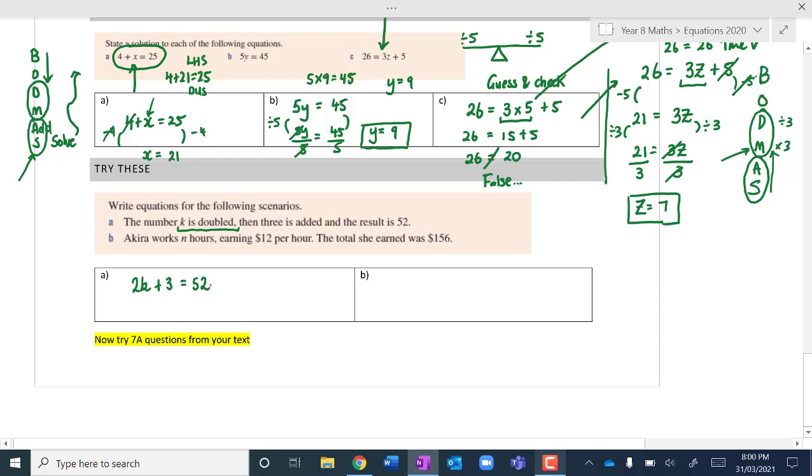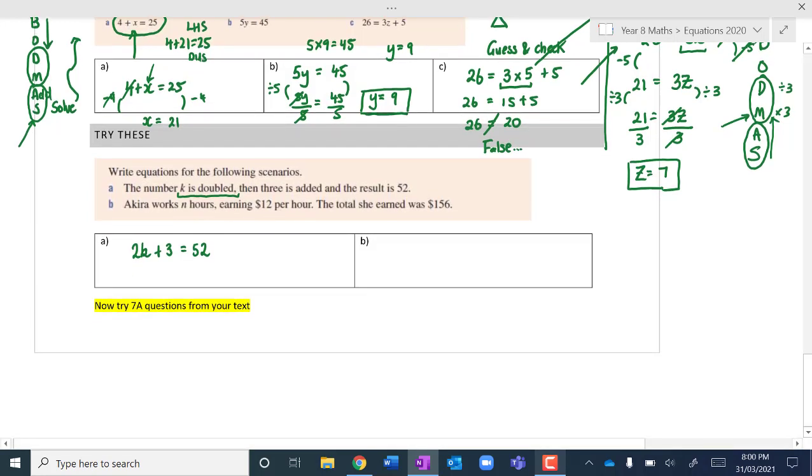Now, sure, if you want to guess and check at this stage, before I go through further equations and look at solving 1, 2, and 3-step equations, then that's fine. You could guess and check. You could say, okay, does k equal 10? Clearly, no, it does not. We could work our way up. We could keep going and going with this.